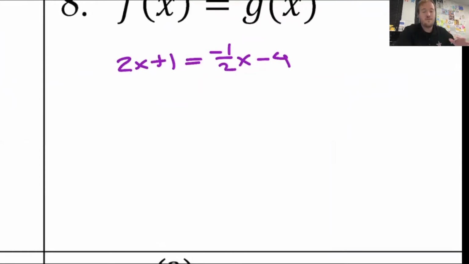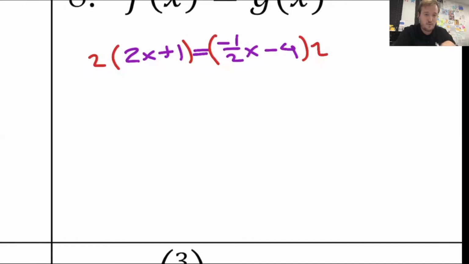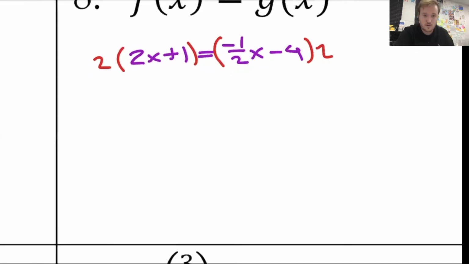You have a few different options to solve this. Personally, I would say get rid of that fraction. Because we're dividing by 2, I'm going to multiply everything by 2. If you want to add over the negative 1/2 and then make that into a 5/2, you can. But I feel like this idea would probably be better for a lot of you, just so you can get rid of the fractions from the get-go. So I'm going to distribute that 2. So you get 4x plus 2 equals negative 1x minus 2.